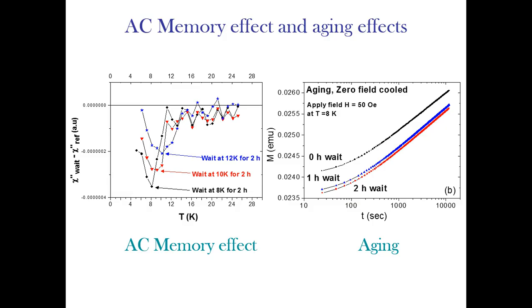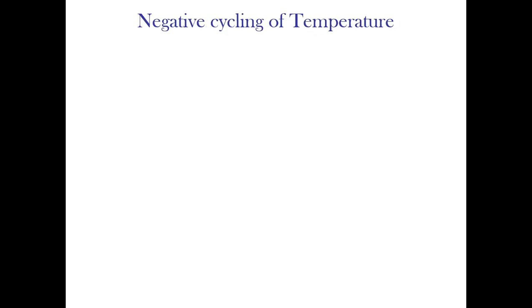On the right hand side, we have shown the M versus time curve, in which before taking the curve at 8 Kelvin, we waited for 0 hours. Immediately we took the curve, then we took the curve after 1 hour, then we took the same field cool, zero field cool relaxation curve after 2 hours. You can see there is a difference. If there is no difference, then you have no spin glass behavior. So actually the relaxation experiment tells you about the fingerprints of the spin glass behavior.